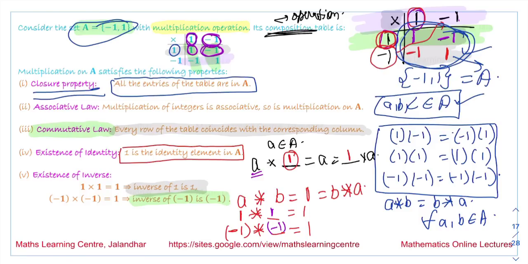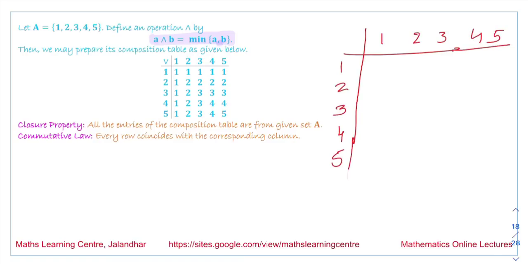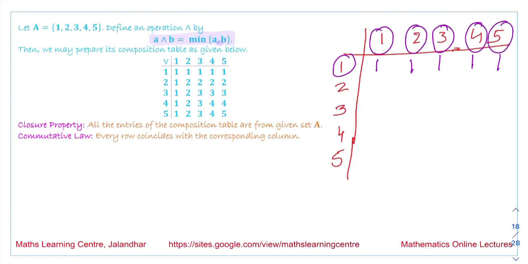Now next, the set A is given to us and the operation is defined like this. It is A operation B, A composition B, we are saying it is minimum of A and B. So the elements we are listing over here are 1, 2, 3, 4 and 5. When I am talking about these first two elements, the minimum of these two is 1. Then 1 and 2, the minimum is 1. 1 and 3, the minimum is 1. 1 and 4 minimum is 1, 1 and 5 minimum is 1.